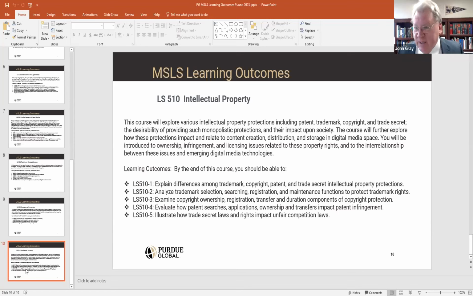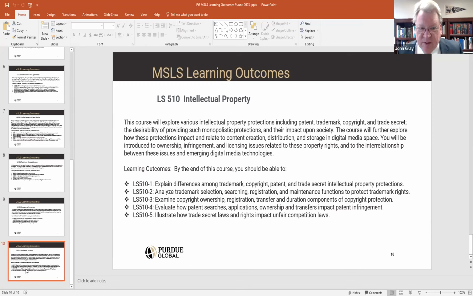And then in LS 510, the focus is on intellectual property. There are 4 types of intellectual property: trademarks, copyrights, patents, and trade secrets, basically. And so IP, or intellectual property specifics, will fit into one of those general categories. So in this course, you'll explore various intellectual property protections, including those available to those who own patents, trademarks, copyrights, or who are seeking to preserve trade secrets.